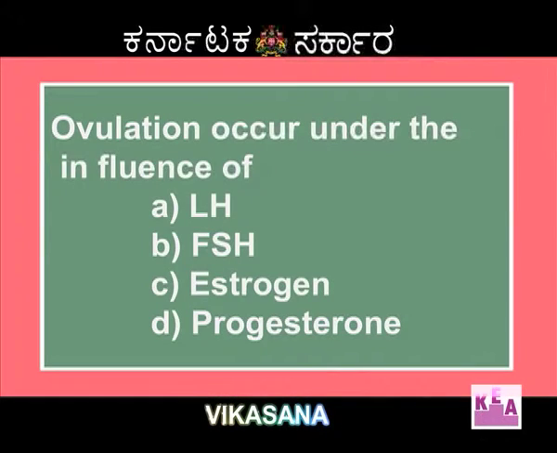So, for this question, the right option is option A, luteinizing hormone. Ovulation occurs under the influence of luteinizing hormone.